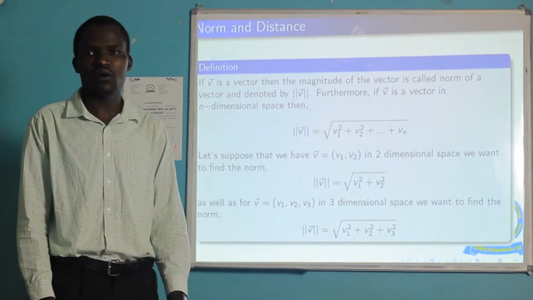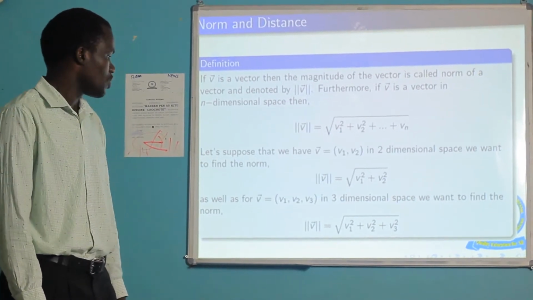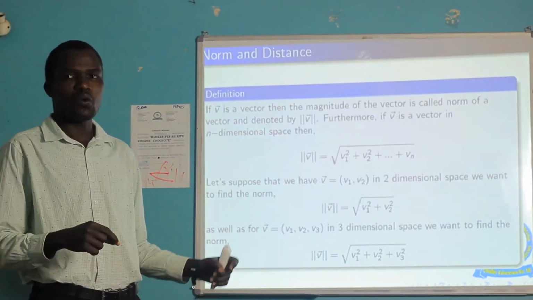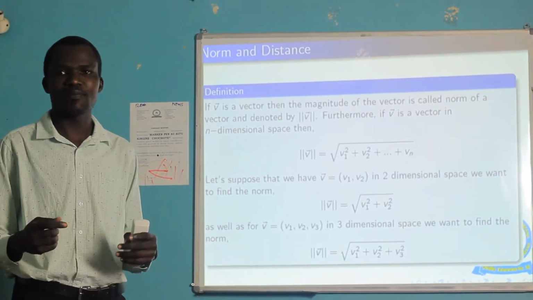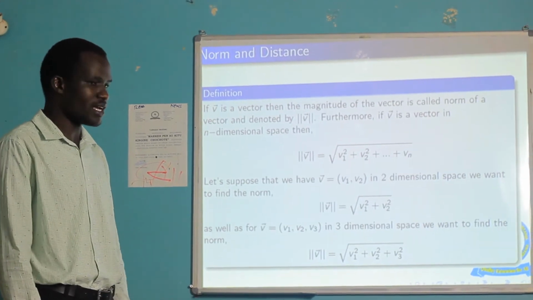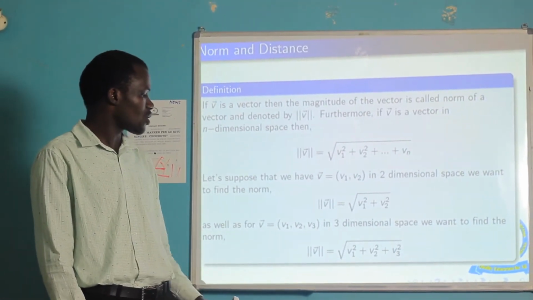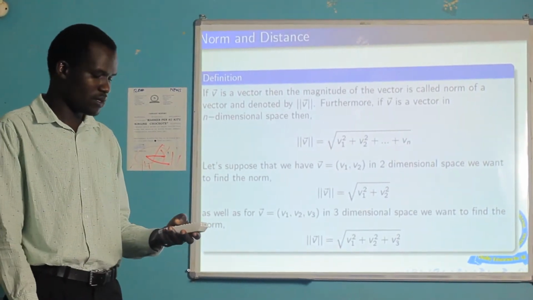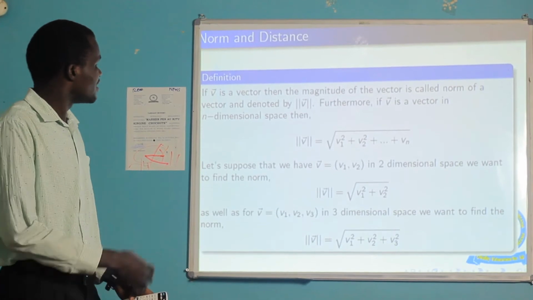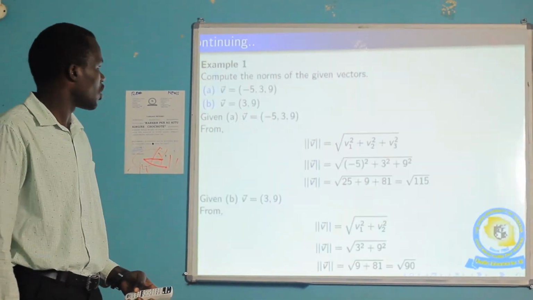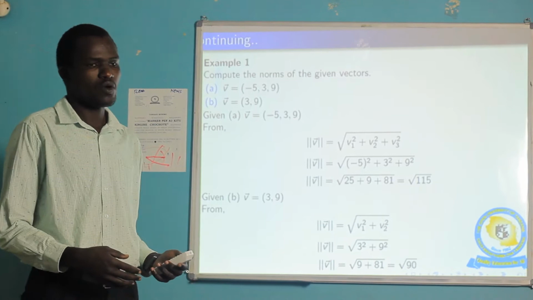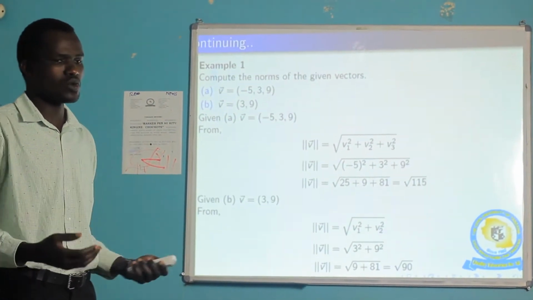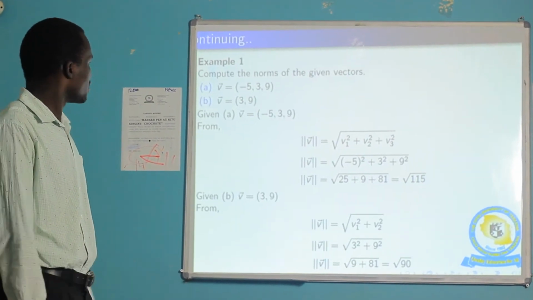Likewise, for vectors in 3 dimensions, which have 3 entries, we take the square root of v1 squared plus v2 squared plus v3 squared. So this is what we call the norm. And remember, we are looking only at vectors in 2 and 3 dimensions, so we don't need to discuss the n dimension.